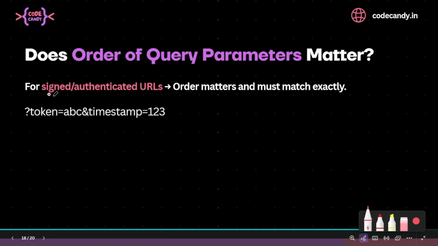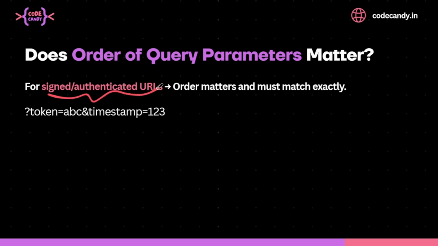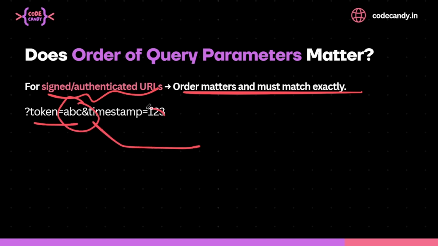But in signed and authenticated URLs, the order matters and it should match exactly. That means this token should come first only, this timestamp should come first only. This ABC number, this entire string should not mismatch with the URL.